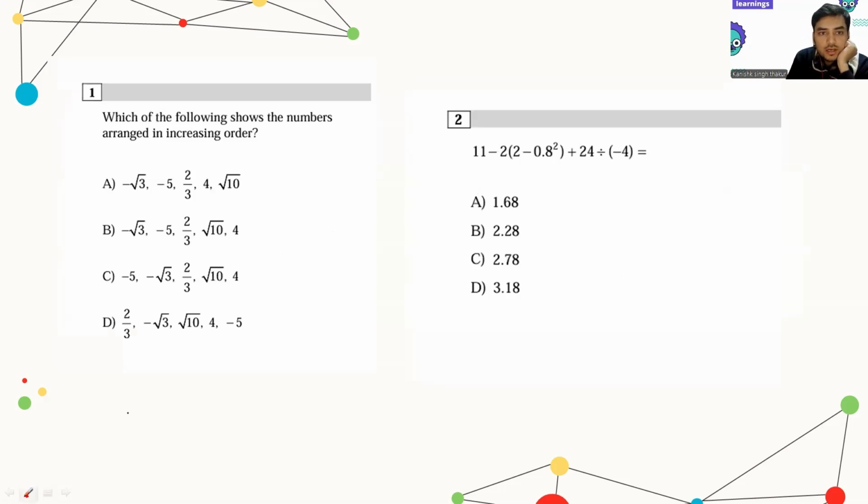Okay. You guys must be knowing this very well. Now, arrange the numbers in increasing order. Let's do this. Arrange the numbers in the increasing order.